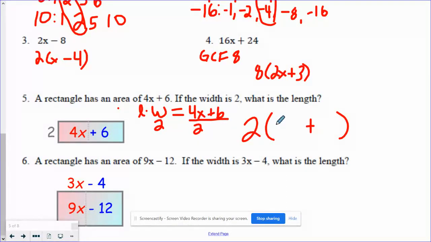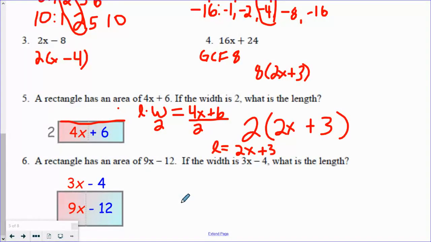Okay, 2 can go into 4x twice. And then 2 goes into 6 3 times. So that means our length equals what's inside these parentheses. So our length is the 2x plus 3. That expression represents our length right here. Okay?